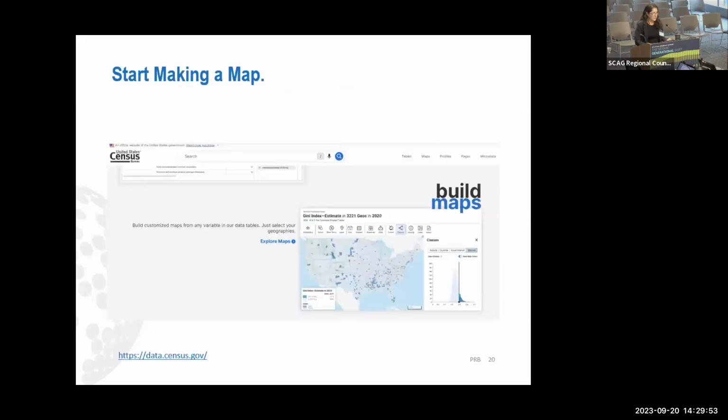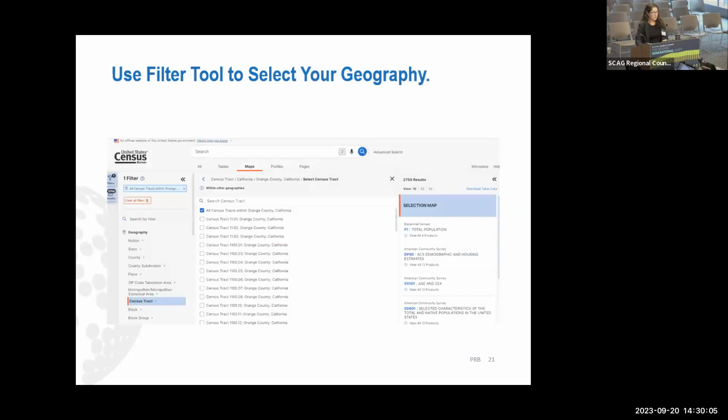So for this one, again, starting on data.census.gov, if you scroll about 1/3 of the way down that page, there is an option to build maps. And from there, you click on Explore Maps, that brings you to the mapping tool. You can filter to select your geography. And again, in this case, what I want to do is look at census tracts. I want to look at them in Orange County. And so I've gone to that geography tool. I've gone to census tract. I have searched through to California, to Orange County, and then to all tracts in Orange County.